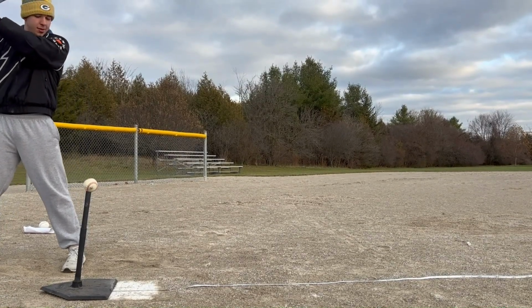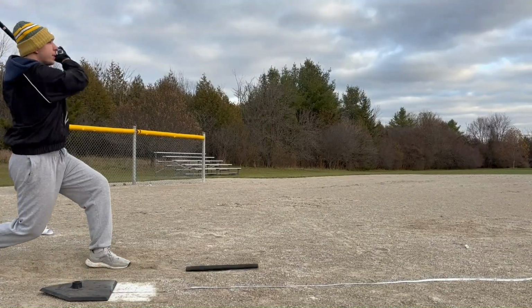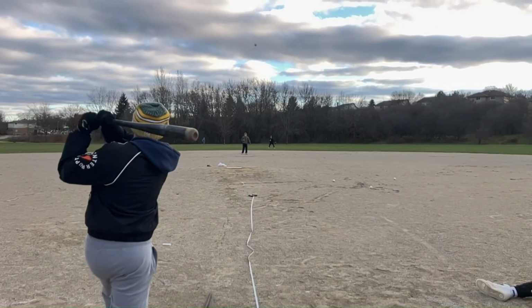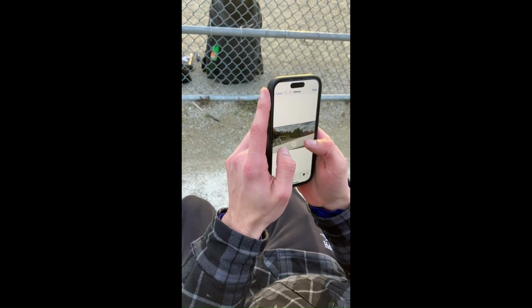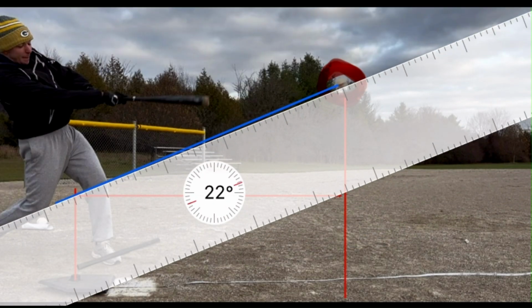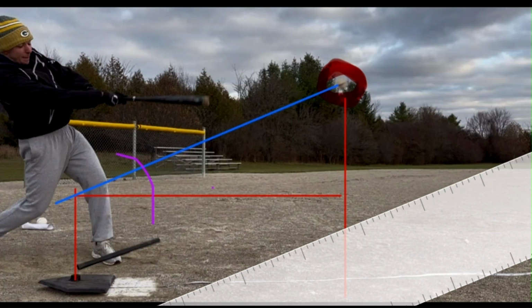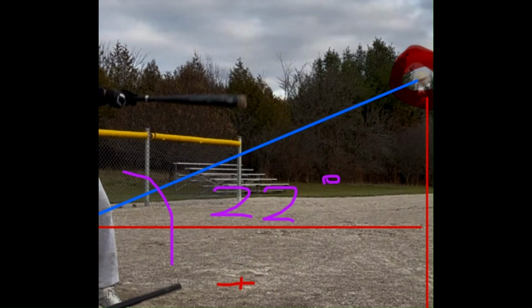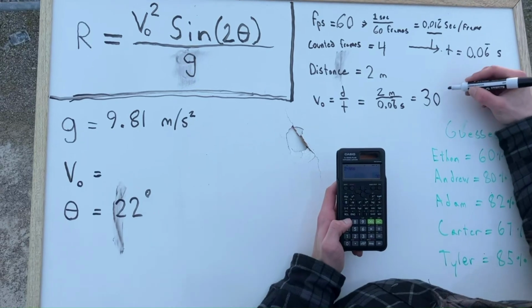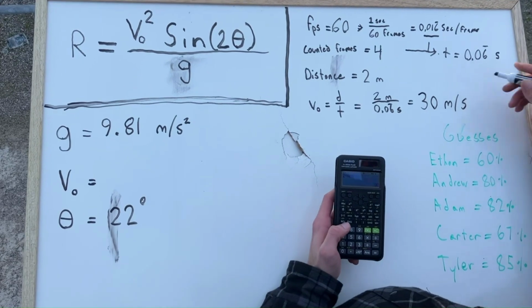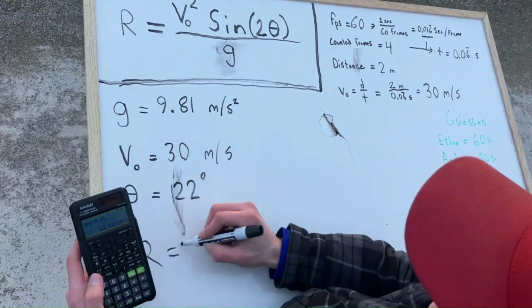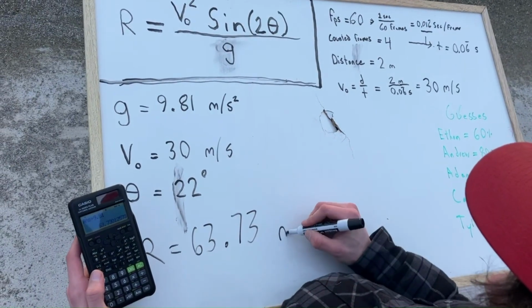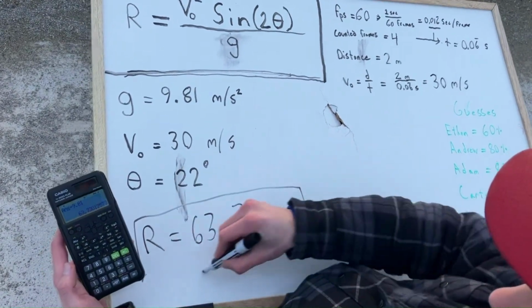Following our predictions, we wasted no time at all. Go. When the ball was caught, we got right to analyzing the footage to find our launch angle. This also allowed us to get our exit velocity by using the frames per second to calculate the speed off the bat. From this, we got an exit velocity of 30 meters per second. We plugged this and our angle of 22 degrees into our range equation. This gave us our range value of 63.73 meters.